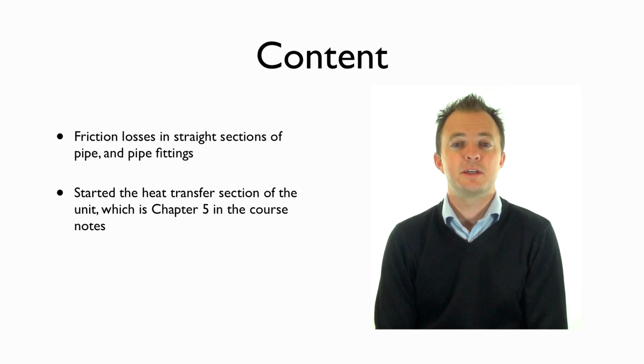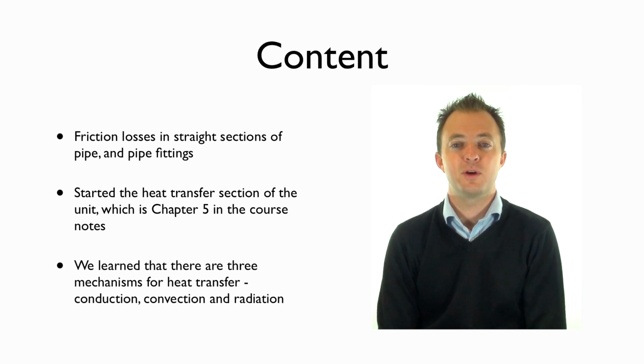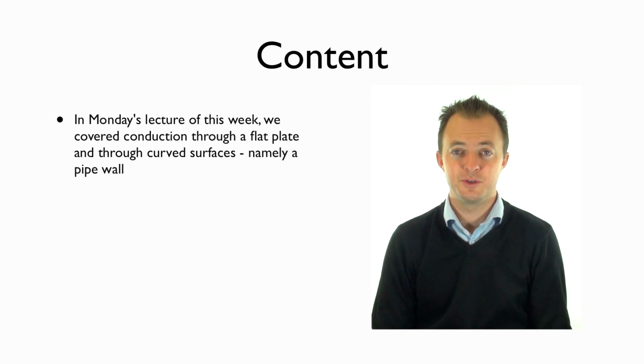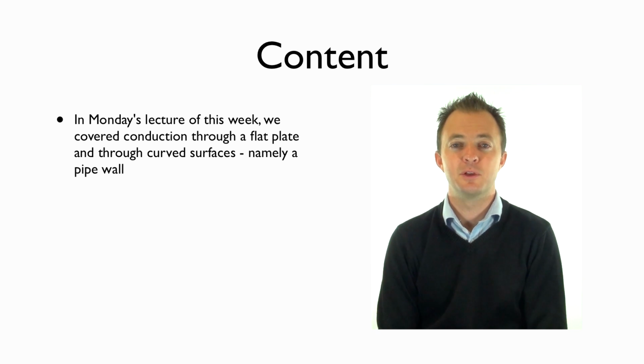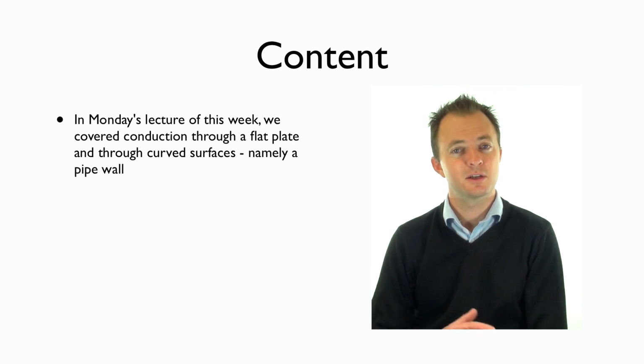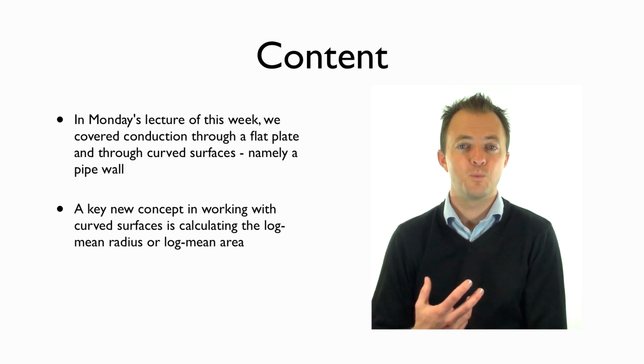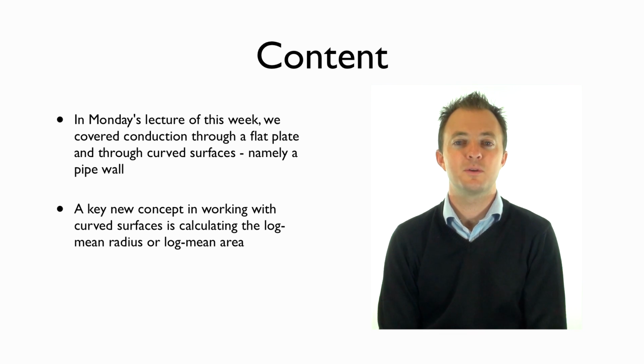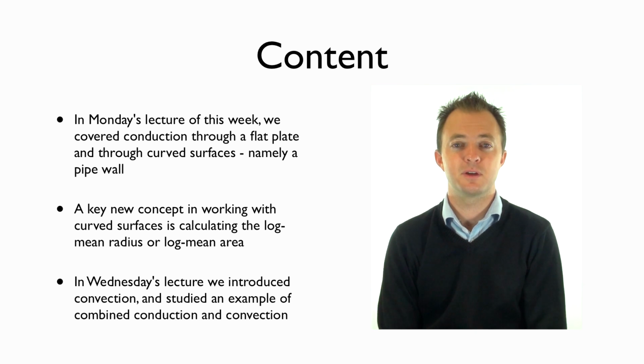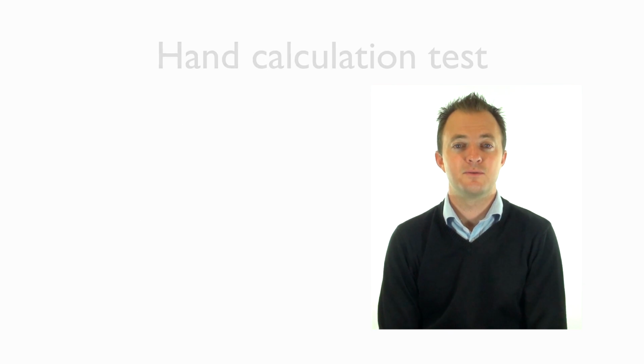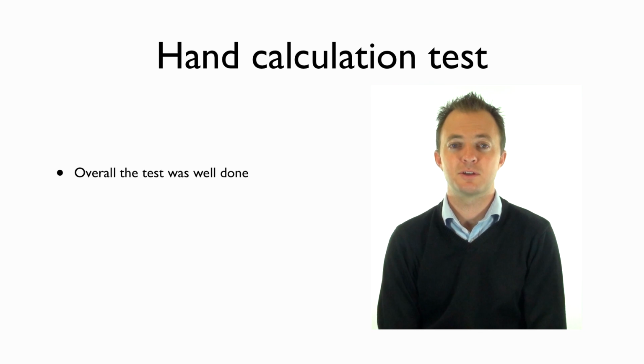And this is the final section of the content, by the way. We started out that section by looking at the 3 mechanisms for heat transfer, and they are conduction, convection, and radiation. In Monday's lecture of this week, we introduced the first of those, conduction, and we looked at conduction through a flat plate and conduction through a curved surface. When we look at those curved surfaces, it's really important that we're able to calculate the log mean, either of the radius or of the area for conduction. And in Wednesday's lecture, we looked at convection and combined conduction and convection.